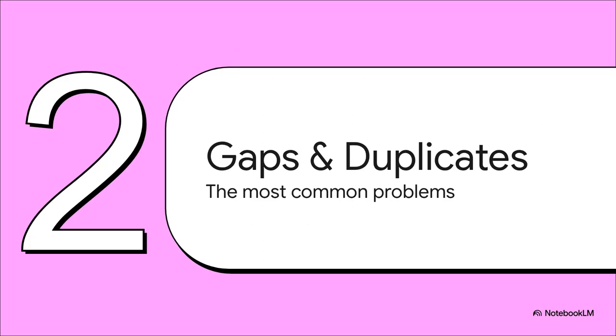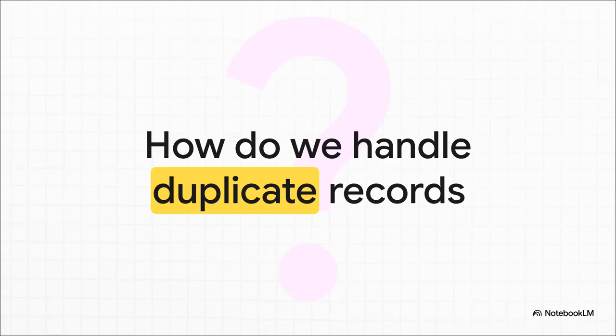All right, Section 2. Let's open up the toolbox and start with the two biggest culprits you'll find in pretty much any data set: those annoying empty cells and all those duplicate records. First up, duplicates. What in the world do you do when you have the same piece of information entered more than once? And trust me, this happens all the time.